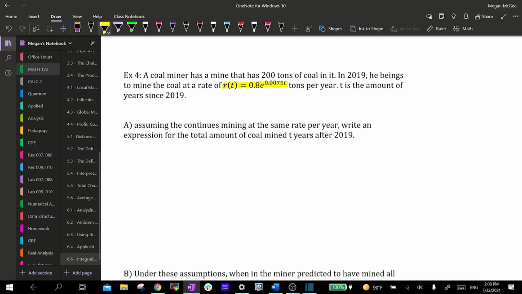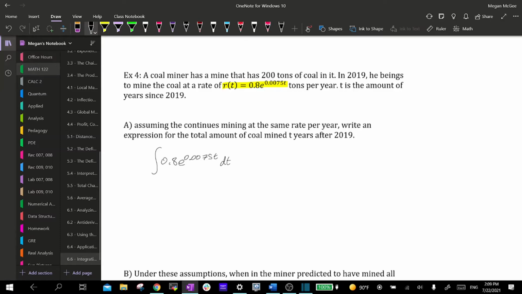And t is the amount of years since 2019. So we need to assume that he continues mining at the same rate every year. And we need to write an expression for the total amount of coal mined t years after 2019. All right, so the total amount of coal would be our total accumulated change, meaning we need an integral. Okay, we need an integral, and we need to integrate the rate. So our rate is 0.8 times e to the 0.0075t. Cap it off with a dt.